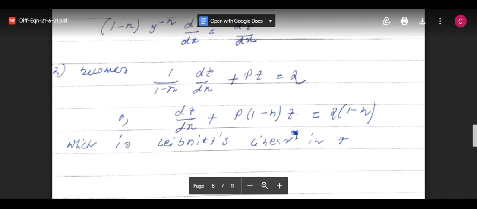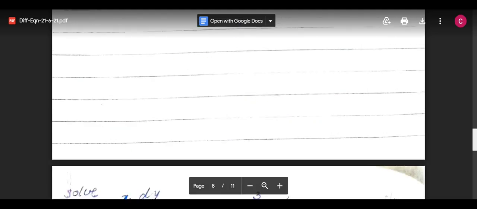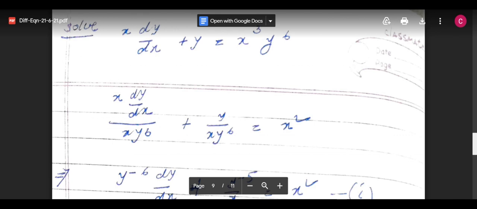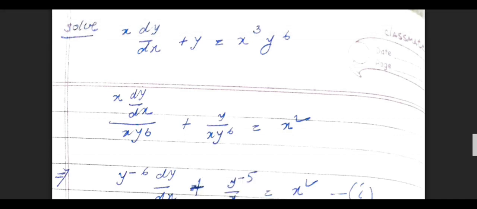Can you solve? Okay, no, sorry, there is one problem actually. This is just the procedure. Now see, we have the next problem that I have given: x into dy dx plus y equal to x cube y to the power 6. Y to the power 6, that one.